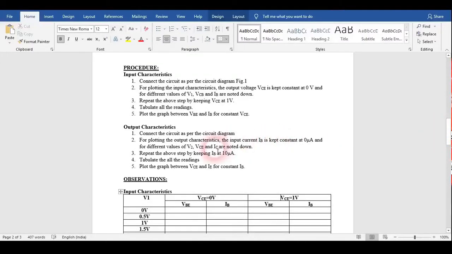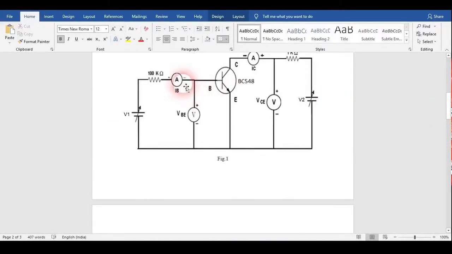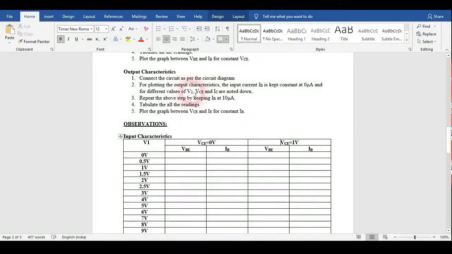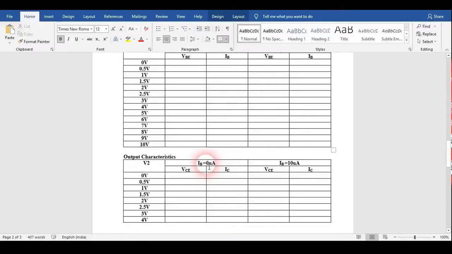Now for the output characteristic, I will keep this IB constant, as I have already said. When IB is constant, for different values of V2 we will measure the values of VC and IC. Firstly I will make IB equal to 0 microampere, and at 0 microampere I will check the values of VC and IC for different values of V2. Secondly, when IB is equal to 10 microampere, I am again going to take the values of VC and IC for different values of V2.